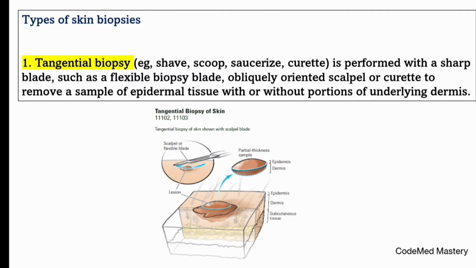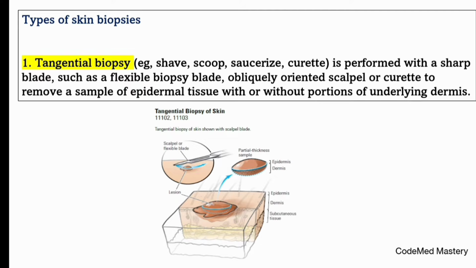First, let us see tangential biopsy. For example, shave, scoop, saucerize, curette. It is performed with a sharp blade such as a flexible biopsy blade, an obliquely oriented scalpel or a curette to remove a sample of epidermal tissue with or without portions of underlying dermis. In the image you can see a tangential biopsy of skin shown with a scalpel blade.